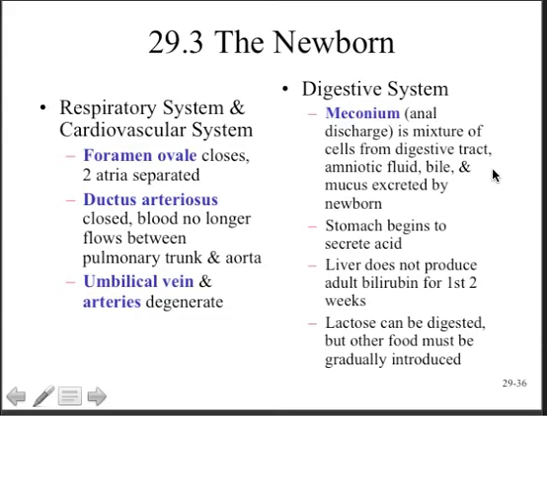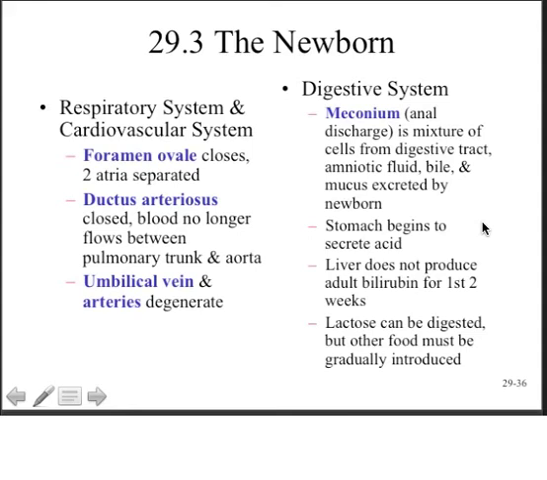What happens in the digestive system? Well, sometimes we see the accumulation of meconium, which is a mix of cells from the GI as well as the amniotic fluid, bile, and mucus that are excreted by the newborn. The stomach begins production of acid. The liver does not produce bilirubin for the first 2 weeks in the newborn.